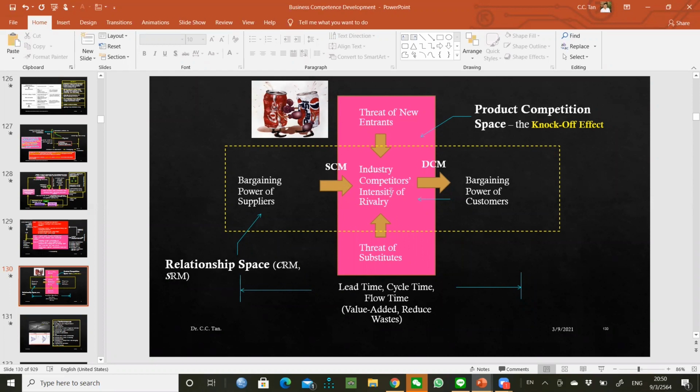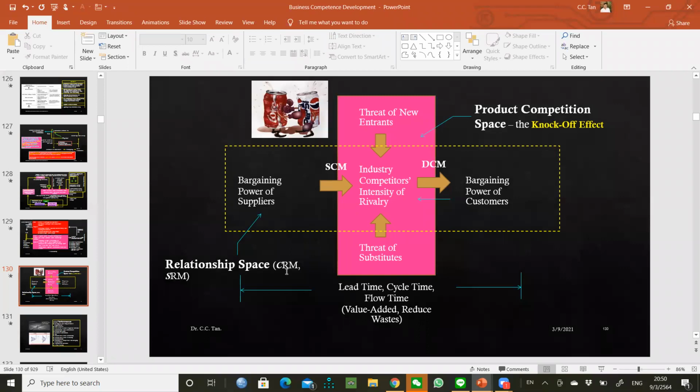I mean, each competing with the others in the industry, and the threat of new entrants coming in again to take a portion of your cake, and then somebody replacing your products and services. All these are product competition space. Okay, so it's a knockoff effect. But if you look into the supply chain scope in your horizontal situation, or what we call the vertical chain, that is a relationship space.